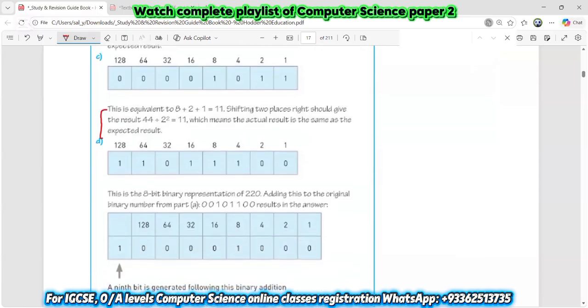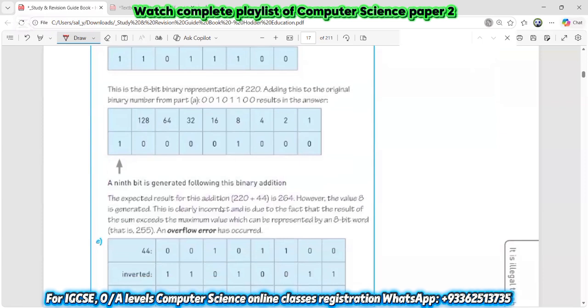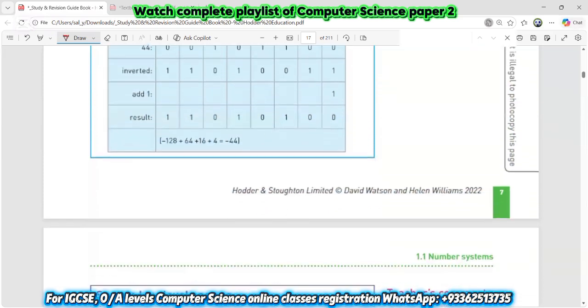So any questions? And when we have done this activity, you can see another example of a high level answer for addition of two binary values, and the result is going beyond. Again, what the child has written: expected result is 264. However, the value 8 is generated. This is clearly indicating that it is a wrong answer. And it is because it is going beyond the capacity of the 8-bit word, that is 255, and an overflow error has occurred. So just properly describing will give you the marks and the high level answers, and the examiners will be definitely very happy with your answers.